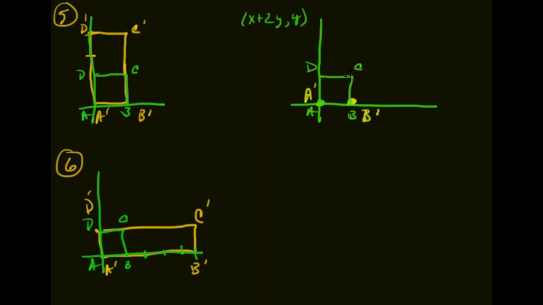C is at 1, 1, so this is going to be 1 plus 2 is 3. Let's make 3 there. So C prime's hanging out here. And D is 0, 1, so this is going to be 0 plus 2 is 2. So the segment DC moves out there. The A and the B stay the same. So you basically get that parallelogram there. This is number 7.